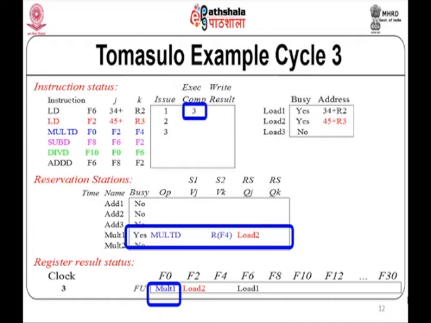Meanwhile, the first load instruction has already finished execution. It had done the effective address calculation earlier, and now it has finished execution. So, the execution is complete for the load instruction, and your register result status indicates that F0 has to be written by your multiply instruction. So, those are the things that happen during clock cycle 3.